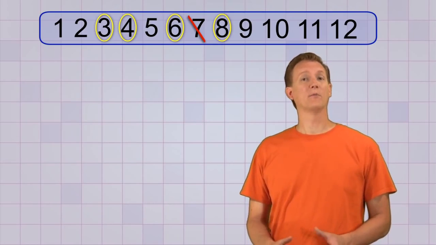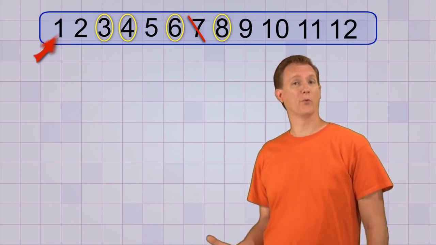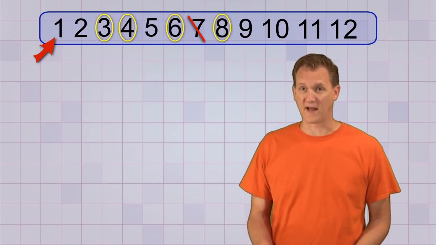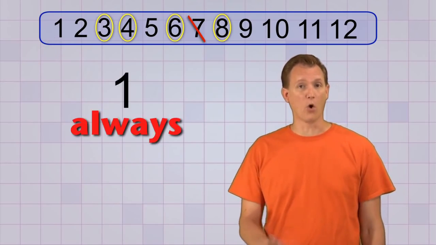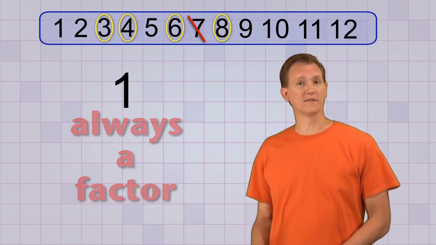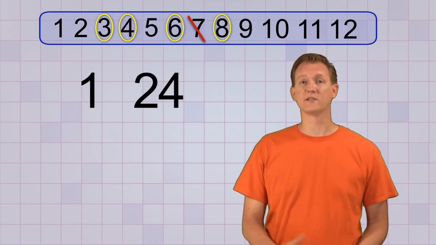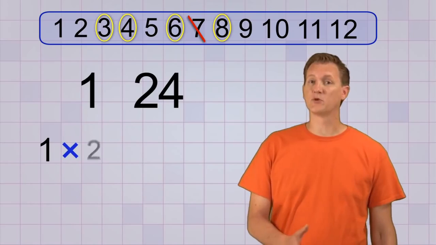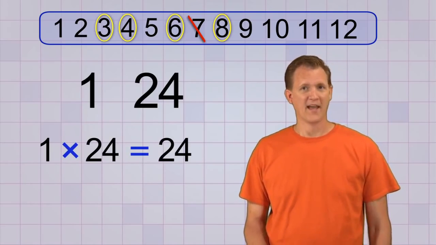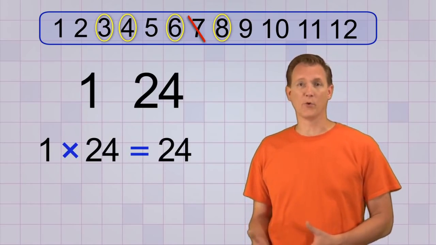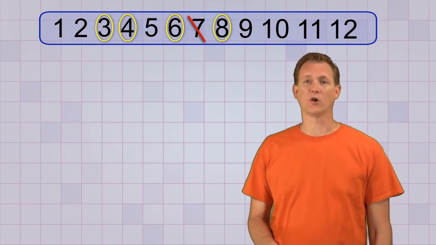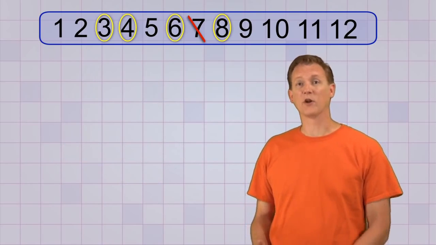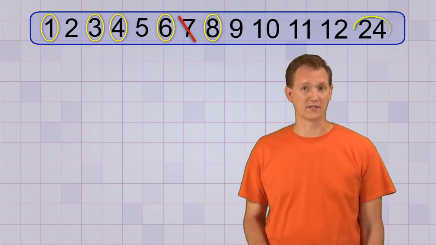Okay, now for the numbers we haven't tested yet. Let's start with 1. Well, of course 1 is a factor because 1 will divide evenly into any whole number, so 1 is always a factor. And since 1 is a factor, then that means that 24 is also a factor because 1 times 24 equals 24. It might seem weird that a number is always a factor of itself, but it's true. Knowing that helps you get started listing the factors, because you can always include 1 and the number itself.